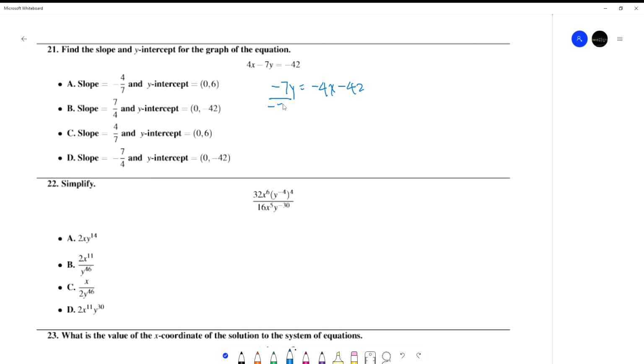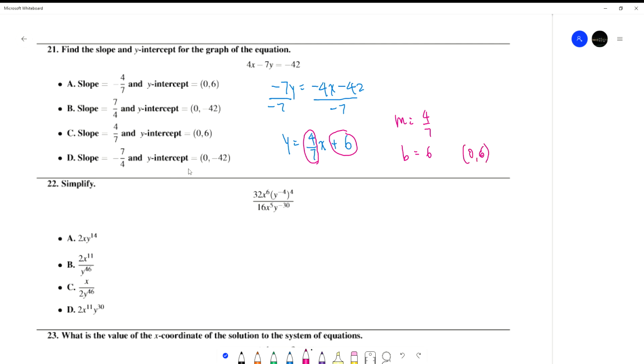Next, we divide both sides by negative 7. So we have y is equal to negative 4 over negative 7 is positive 4 over 7 times x. And then negative 42 over negative 7 is positive 6. So that tells me my slope is here and my y-intercept is there. So m is equal to 4 over 7 and b is equal to 6. Right? Y-intercept is (0, 6).